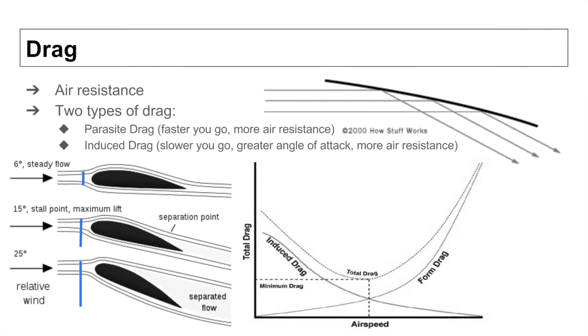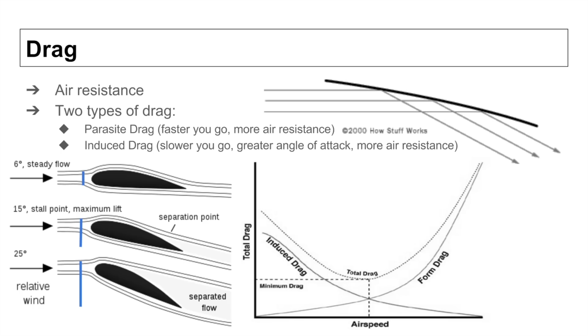Alright, third force, drag. Drag is the air resistance. Once you move forward, there's going to be air pushing on you. That's drag. But that type of drag is usually associated with parasite drag. Parasite drag says the faster you go, the more air resistance. When you stick your hand out of a car, the faster you go, the more wind pushing on your hand. The slower you go, the less wind on your hand.